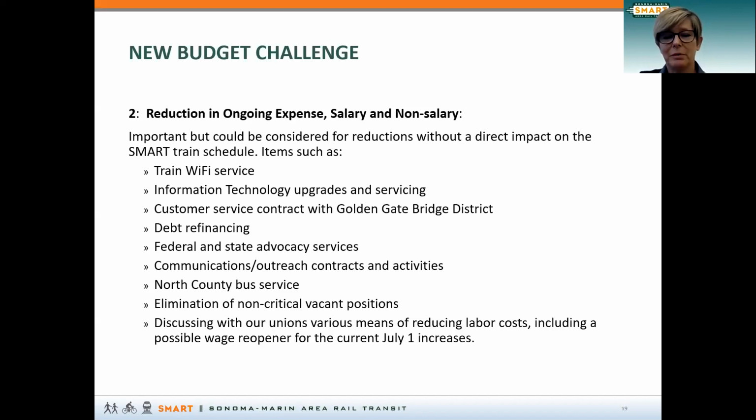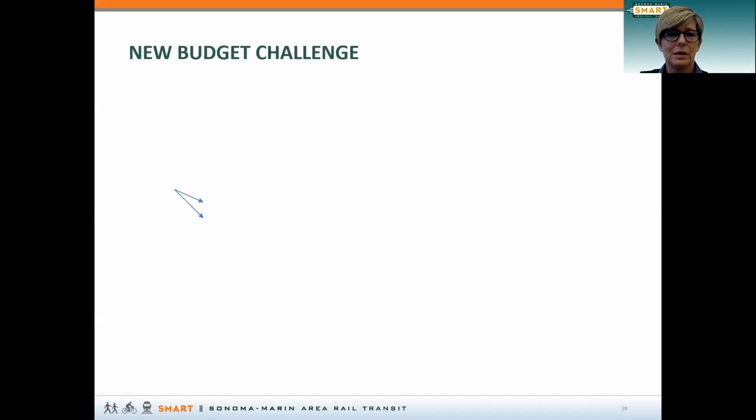And then finally, we are beginning to discuss with our unions. We have 3 bargaining units, 3 unions, to talk to them about ways to reduce labor costs, which requires a wage reopener, which is the technical term for asking them to come discuss their contract, because we do have some July 1 increases that were bargained and negotiated in the last year. If we could delay them, that would be a savings.